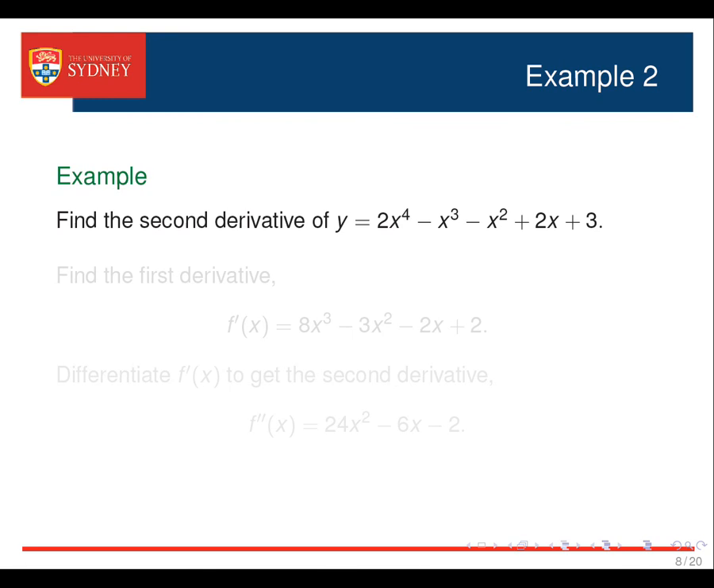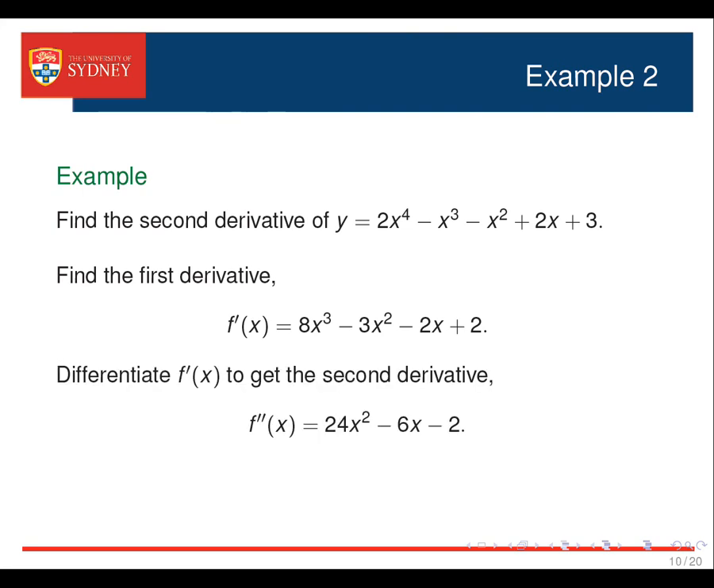Let's consider another example to find the second derivative of y equals 2x to the power 4 minus x cubed minus x squared plus 2x plus 3. Differentiate once to get the first derivative 8x cubed minus 3x squared minus 2x plus 2. Differentiate once more to get the second derivative 24x squared minus 6x minus 2.